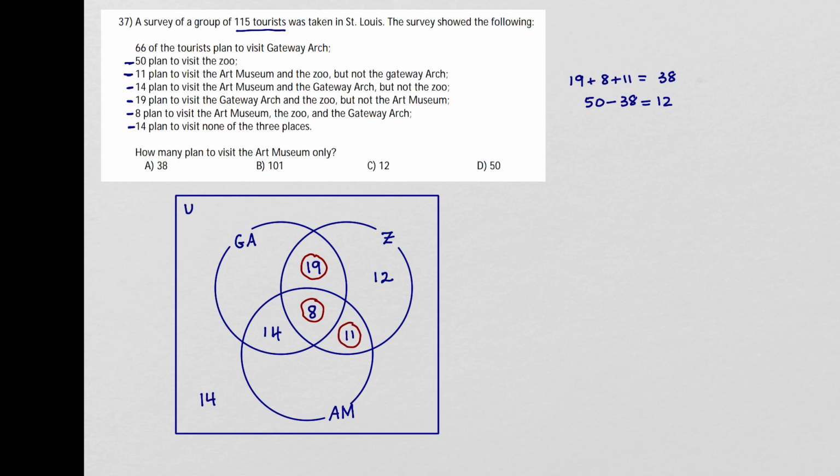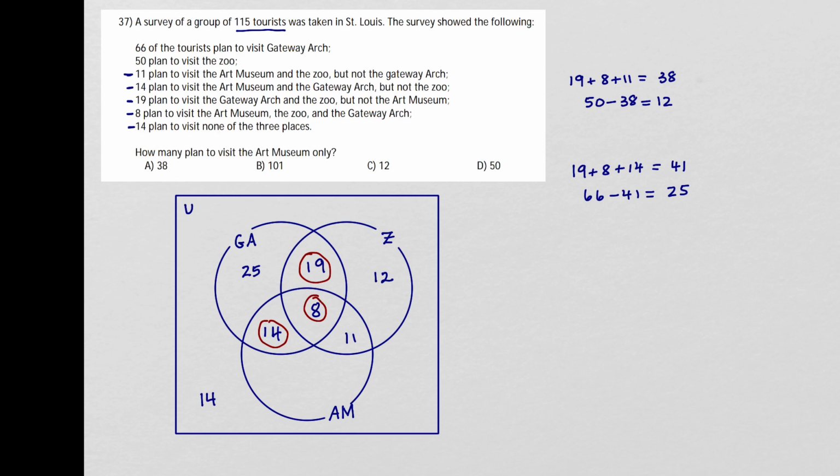Then we have 66 plan to visit the Gateway Arch. So now we're looking at these 19, these 8, and these 14. And that adds up to 41. And we know the total for the Gateway Arch circle should be 66. So we subtract the 41 from that and we get 25. All right.